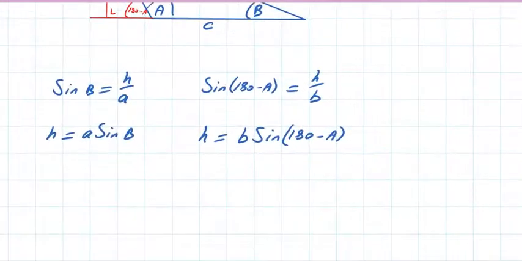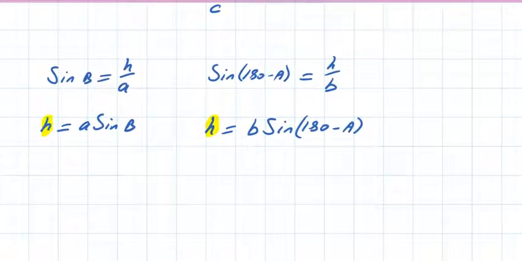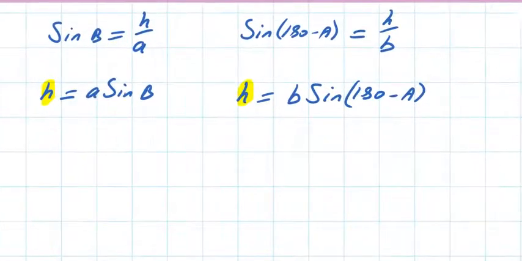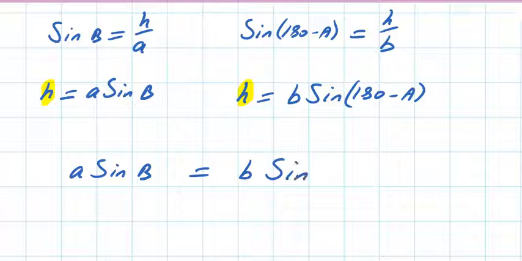Now, the two H's are the same. That H and that H. It's the same height in both triangles. So those two are equal. A sine B is equal to B sine 180 minus A.